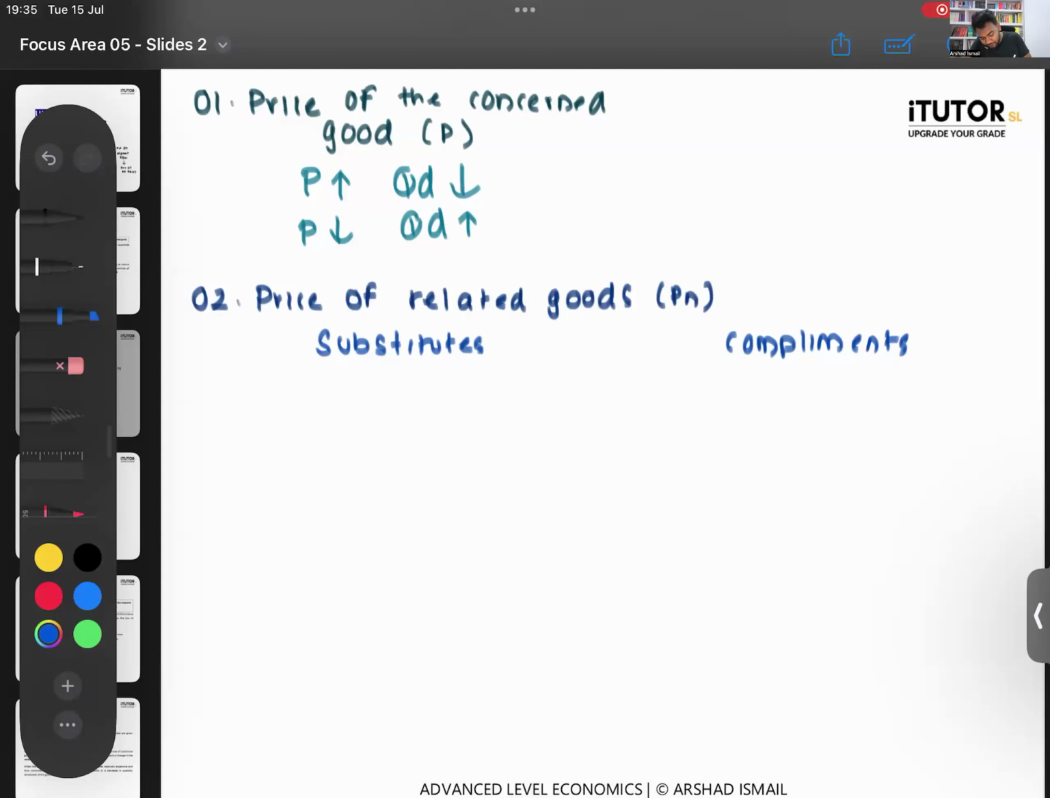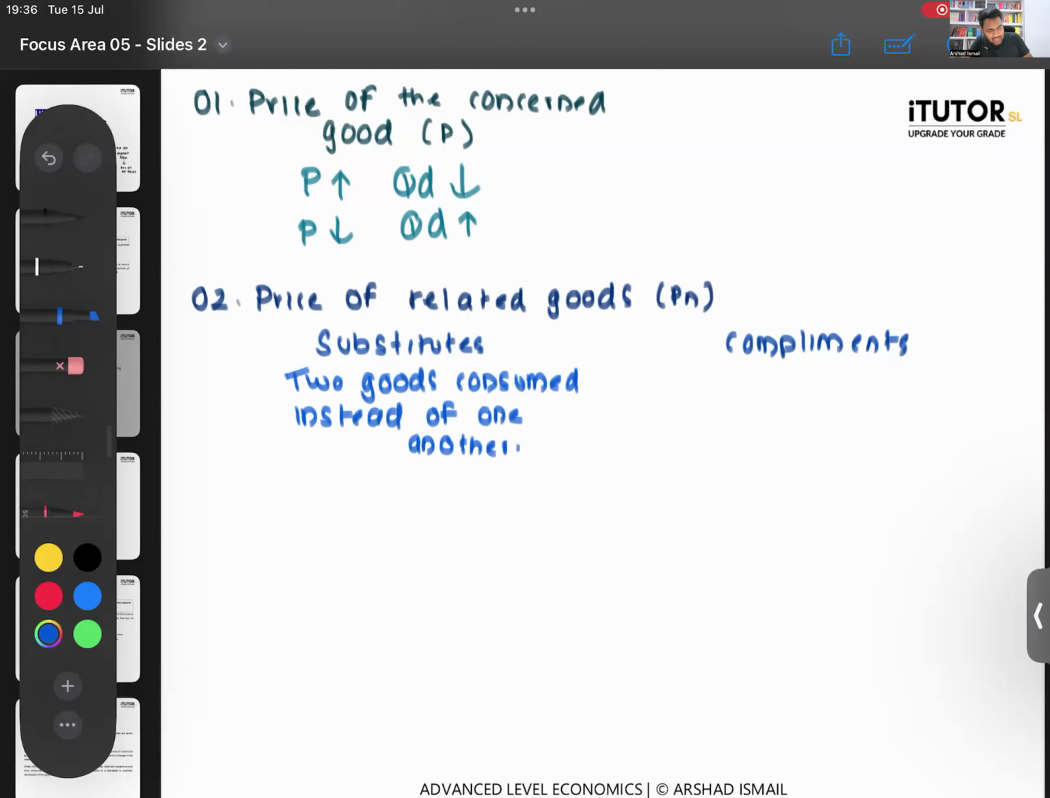So I'll just make a small note here. Substitutes are two goods consumed instead of one another. So instead of this, you can buy this.